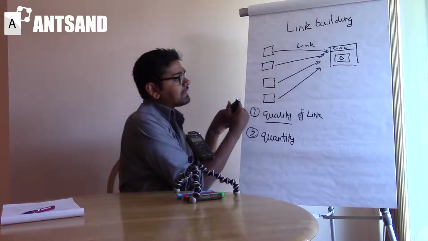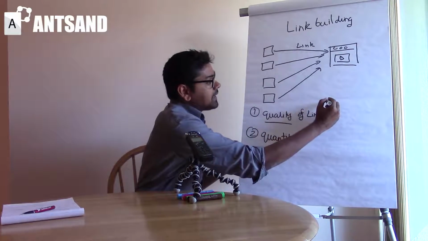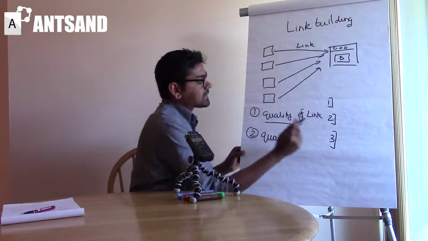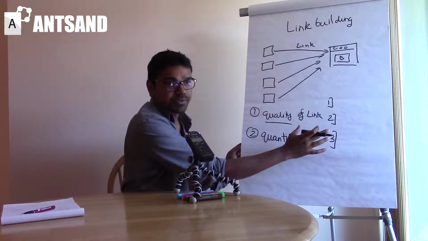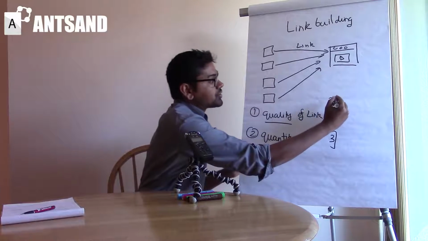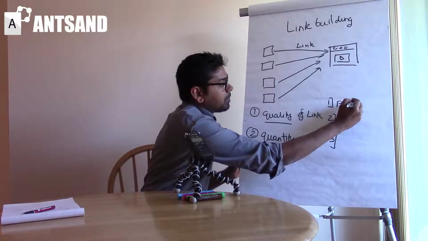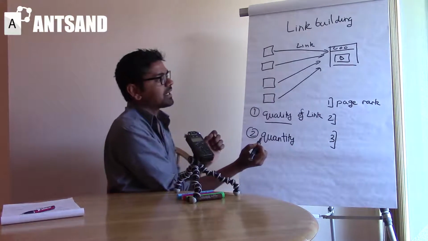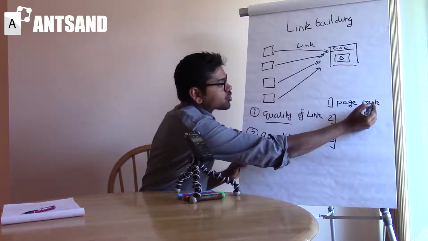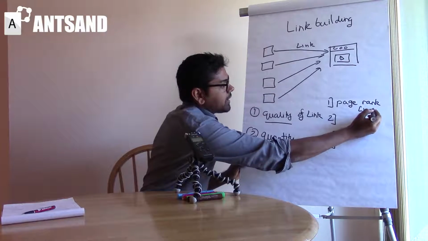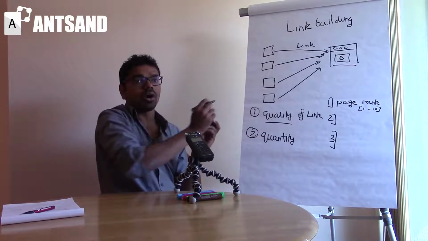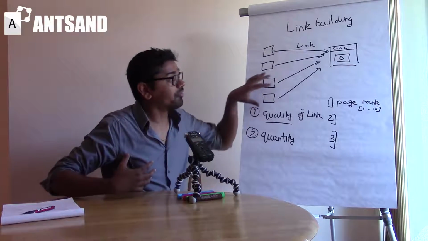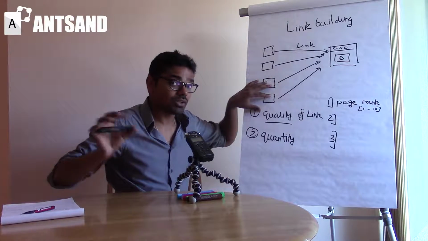So Google, and mostly Google, has three parameters in how links can affect your website. Google used to have this term called PageRank. And PageRank is basically giving your website a score of 1 to 10 on how good or how popular your website is based on the number of links connected to your website.